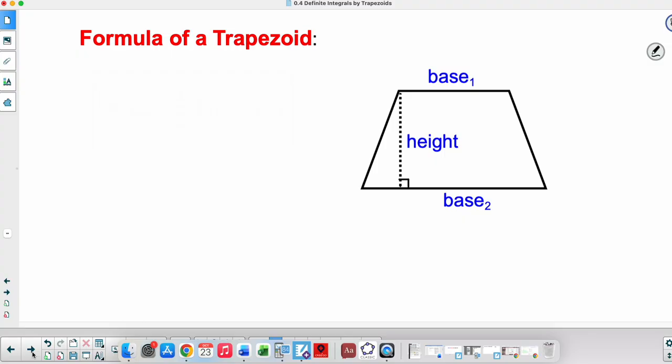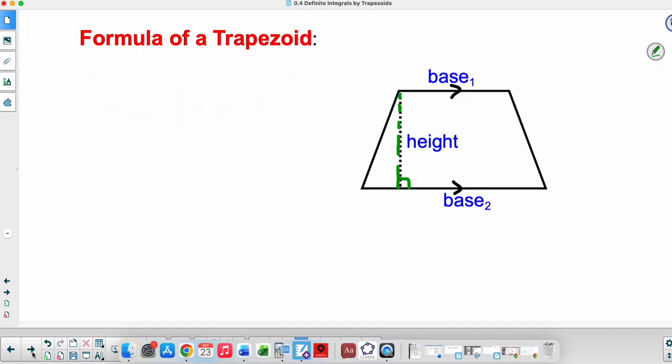But if I have a trapezoid, by definition, it's a quadrilateral where I have 2 sides that are parallel to each other. We call this one a base, the other one a base. It has a height. Here's what's key about my height: the height is always perpendicular to my bases.